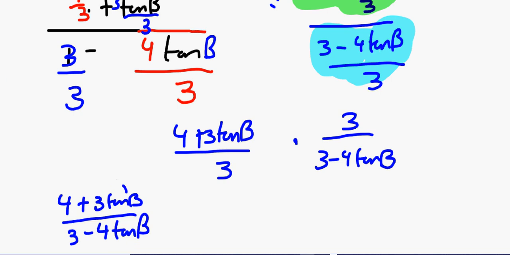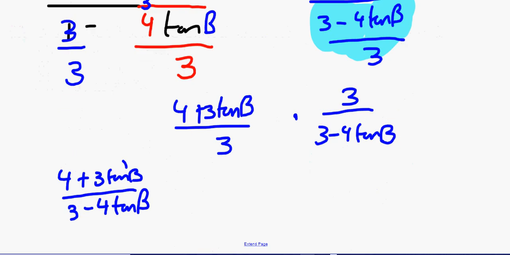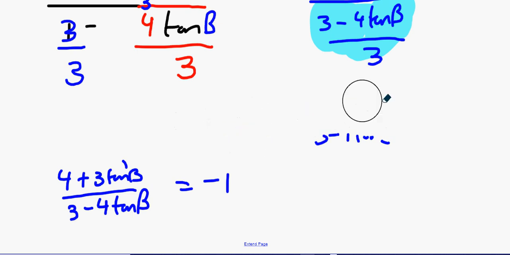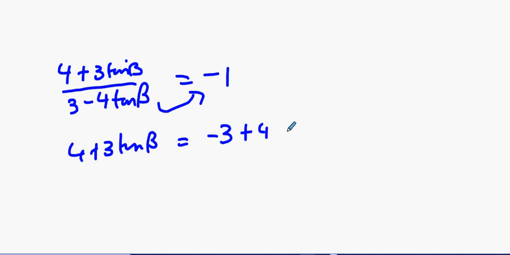Now, what does it say the whole thing equals? -1. That's what I said tan A plus B equals. Alright, Adam, what do you do from here? Put the bottom one between minus 1 and 6. Yeah, what do you get? Multiply by minus. Minus 3 tan B. Yeah. 4 tan B. Alright, move it all over to one side.